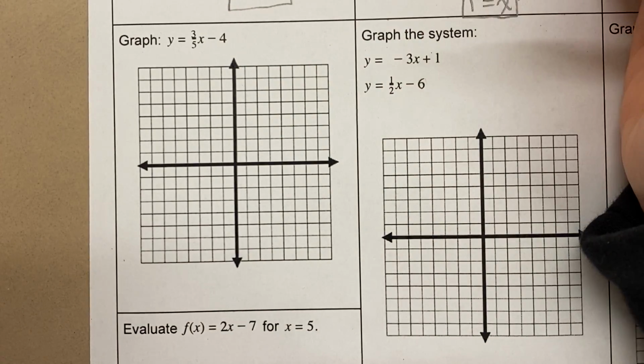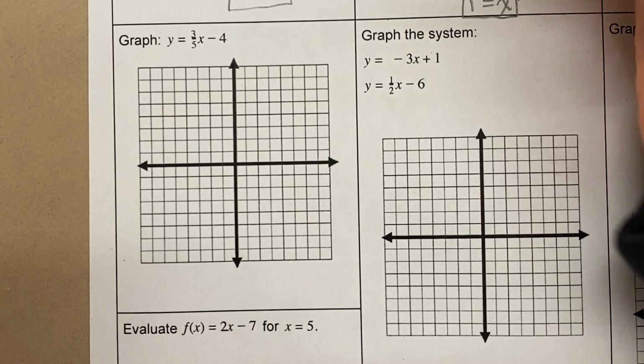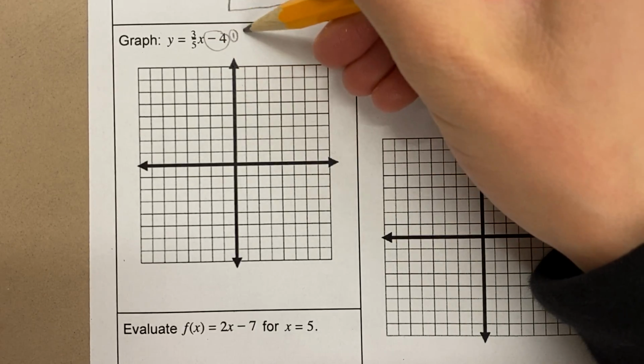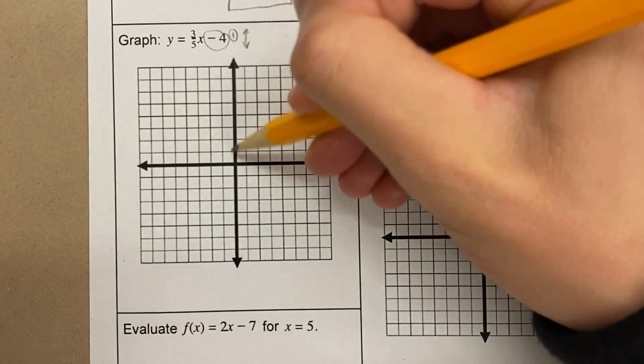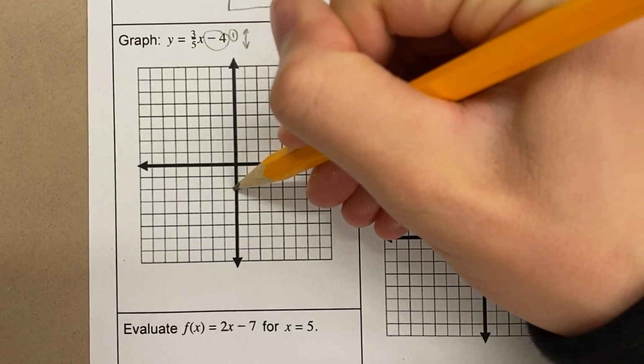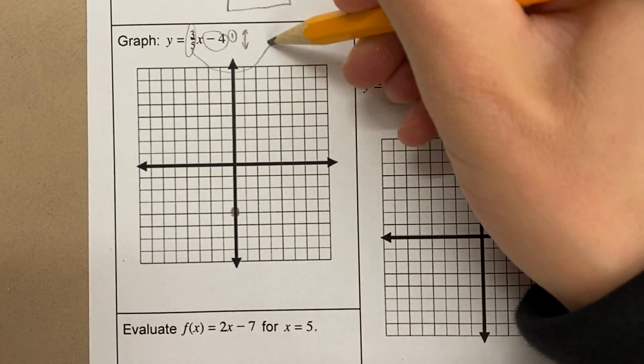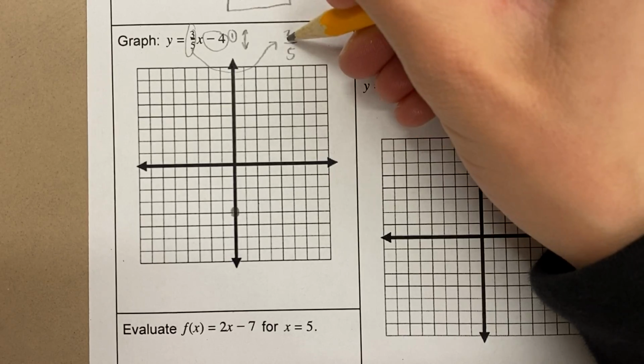When I graph an equation in y equals mx plus b form, what I do is I start at this number, so I go here first on the y-axis. So I'm going to -4 on the y-axis. So 1, 2, 3, 4, I went down 4. And then this number, that is my rise over my run.